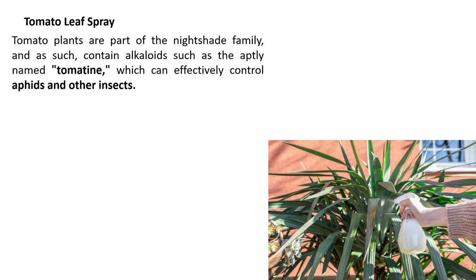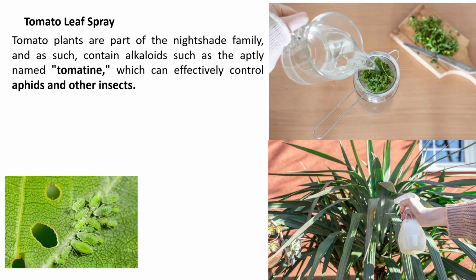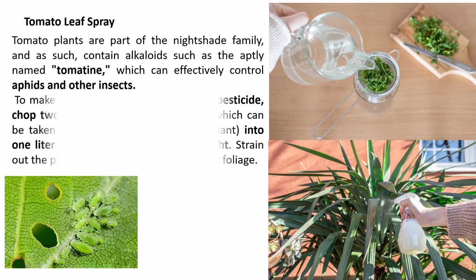Tomato leaf spray can be sprayed on any garden plant if it is getting affected by a pest. Tomato plants are part of the nightshade family, Solanaceae; belladonna is also in the Solanaceae family, and as such they contain alkaloids, such as tomatine, which is present in the leaf. They can effectively control aphids and other insects. These insects usually eat the leaves and make holes, which is shown in the picture. So take the leaves of the tomato plant.